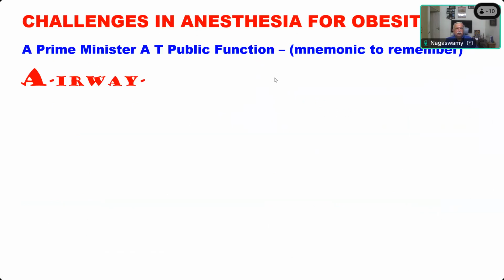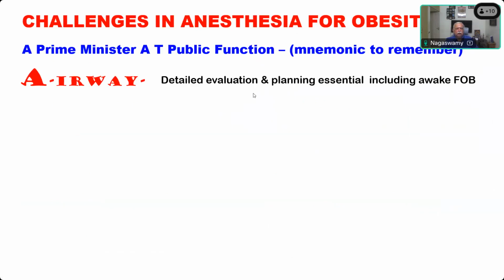This is the mnemonic I've been telling for all these batches. You remember this mnemonic, a prime minister at a public function. So the A, P, M, A, T, P, F. This is all the things that you have to remember. So the first A stands for airway.